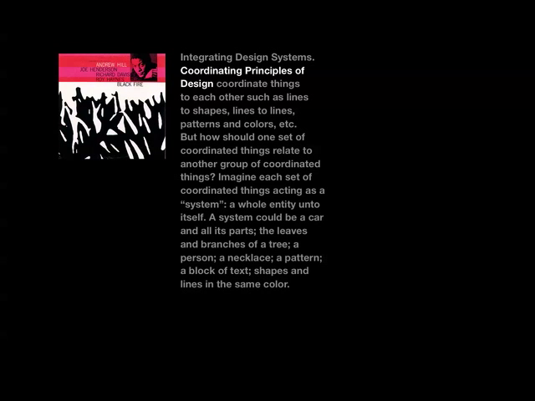Coordinated principles of design coordinate things to each other, such as lines to shapes, lines to lines, patterns and colors, etc. But how should one set of coordinated things relate to another group of coordinated things? Imagine each set of coordinated things acting as a system, a whole entity unto itself. A system could be a car and all its parts, the leaves and branches of a tree, a person, a necklace, a pattern, a block of text, shapes and lines in the same color.